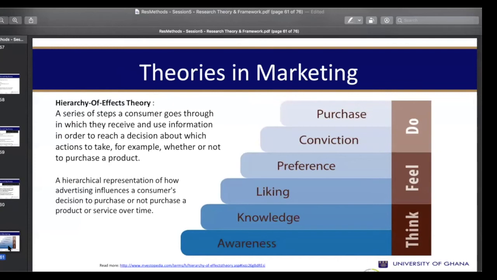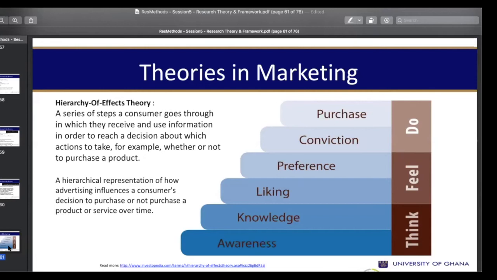Look at this one, hierarchy of effects theory. The series of steps a consumer goes through in which they receive and use information in order to reach a decision about action to take, for example, whether to purchase or not to purchase a product. The hierarchy of representation of advertising influences a consumer decision to purchase or not to purchase a product or a service over time. So it starts from awareness, goes to knowledge, liking, preference, conviction, and purchase.